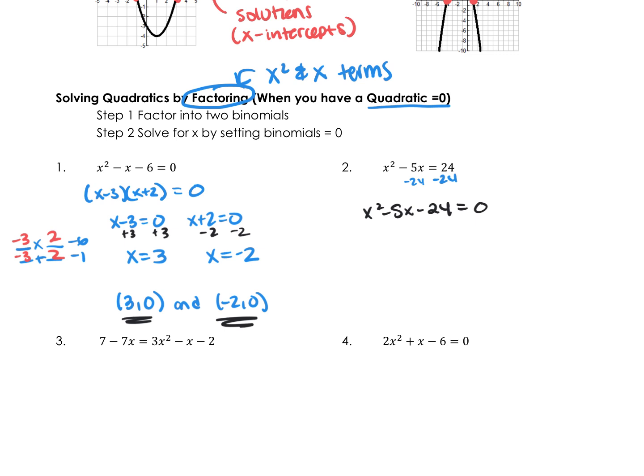So I'd like you to finish this one. So factor. This is a trinomial with a equals 1. So you're just looking for two numbers that multiply together to get -24, add together to get -5. So go ahead and try to finish this one all the way. Try to get all the way down to the answer on your own.